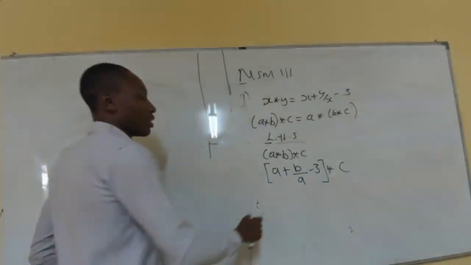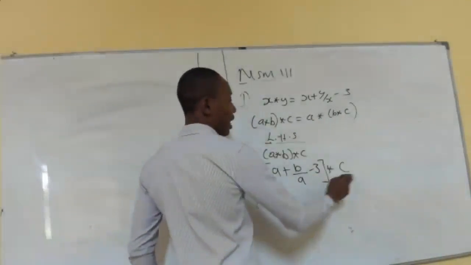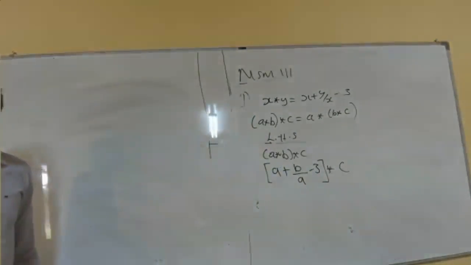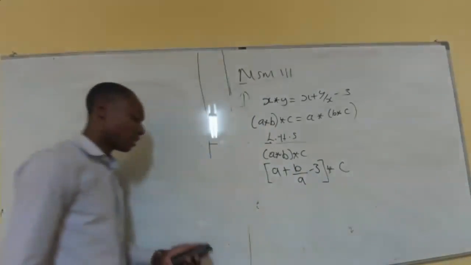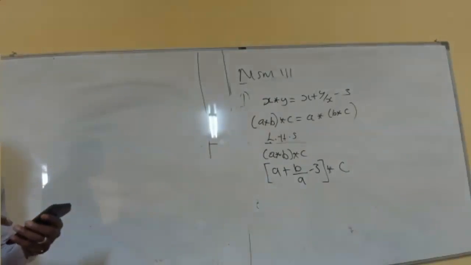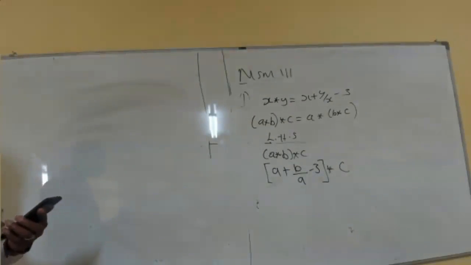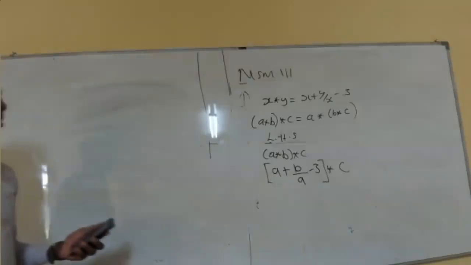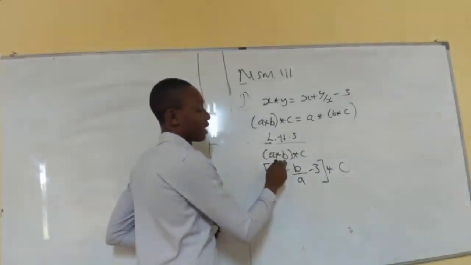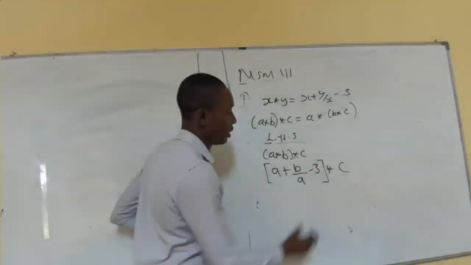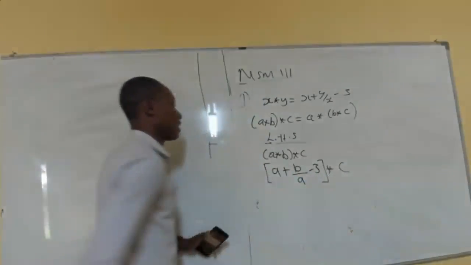Right, so this whole thing here becomes the first number and C is now the second number. Ladies and gentlemen, this whole thing here becomes the first and that is the second number which you have there. Alright, so we're going to apply the same principle. We start with brackets. This term means add first over second over first, then minus 3. So this is now the first, this is now the second number.